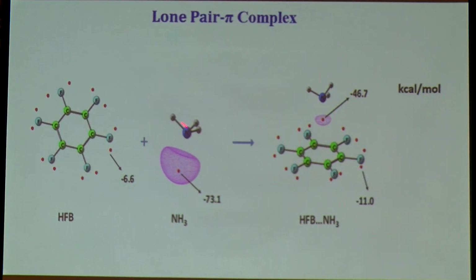Also, the interactive behavior of, for instance, ammonia, this lone pair, how it interacts with the electron deficient hexafluorobenzene. You can definitely study this interactive behavior from the MESP, since this MESP lone pair value goes from minus 73 to minus 46. There is a reduction in the magnitude, which indicates that there is a donation from the ammonia to the hexafluorobenzene. This donation is also reflected over here, minus 11.0 compared to minus 6.6. So there is a donor-acceptor interaction. It is rather weak over here, but this is proportional to the interaction energy.